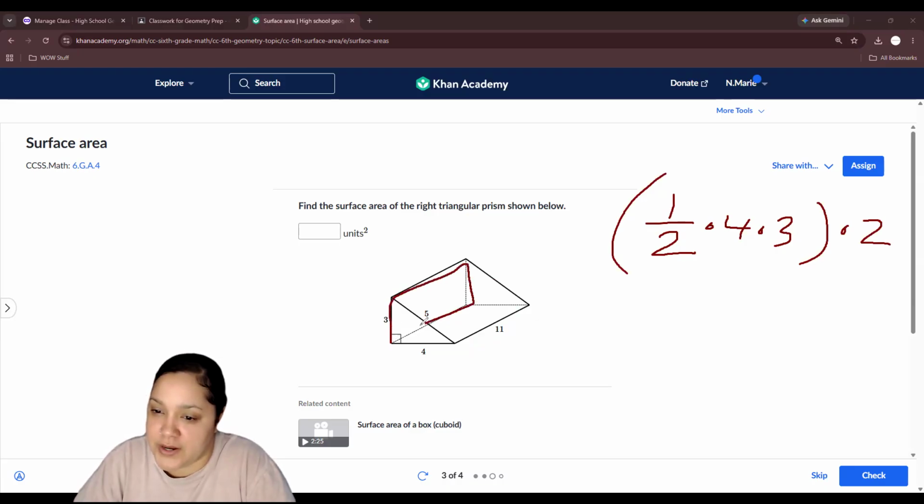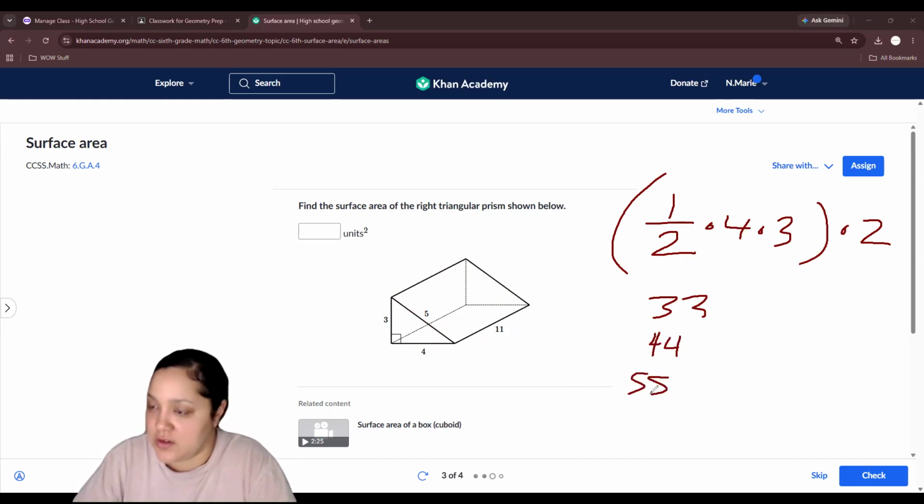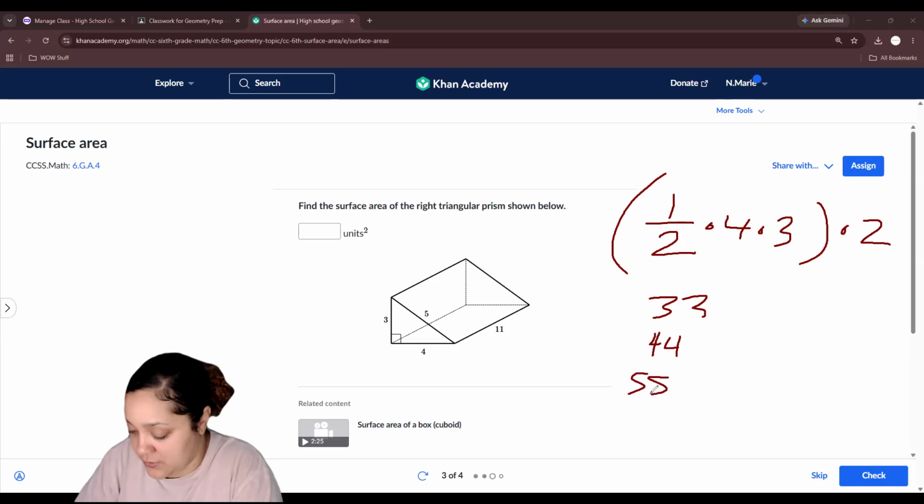This rectangle back here is 11 by 3, which is 33. This rectangle here is 4 times 11, right? Length times width, which is 44. And this rectangle here is 5 by 11, which is 55. All right, so we're going to add all those together.